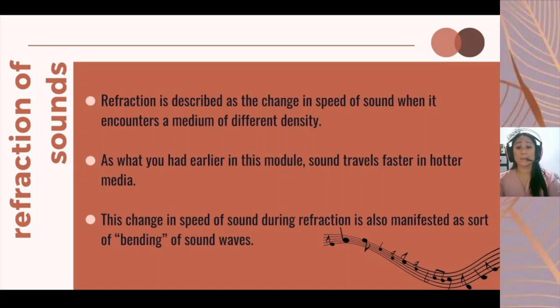This change in speed of sound during refraction is also manifested as sort of bending of sound waves. That is why, class, when we say refraction, it also means bending of sounds. So, wag kayong malilito dyan. So, kapag may mga na-encounter kayong tanong na, what do you call the bending of sounds? That is refraction. What is refraction? That is the bending of sound. So, parehas lang sila ng meaning. Okay?